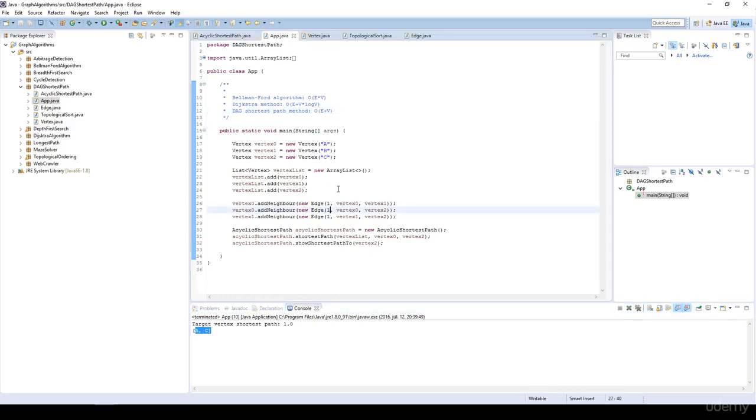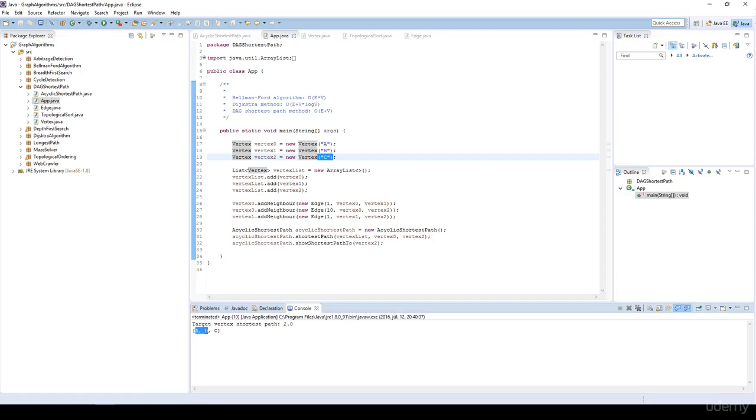What about when there's a huge cost added to the path from A to C? Then we have to take some other road and go from A to B and then from B to C, and the path is going to cost 2 units. So basically that's all about the DAG shortest path algorithm.